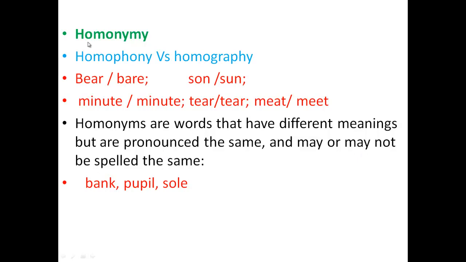But complete homonymy, sorry, is when the two words are pronounced and written in the same way. For example, bank, here we have two words. Pupil, we have two words. Soul, we have two words. And the meanings of, for example, bank number one and bank number two are different. So these are cases of homonymy.